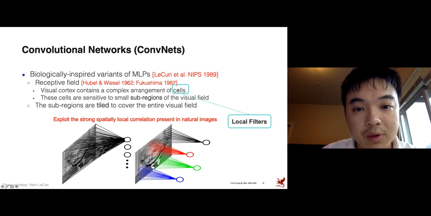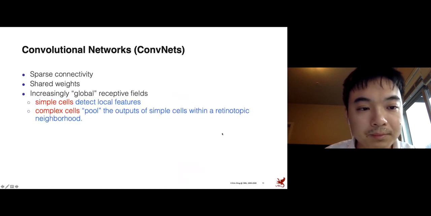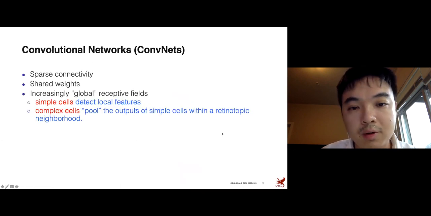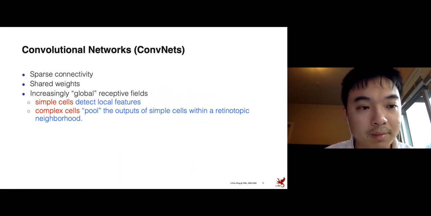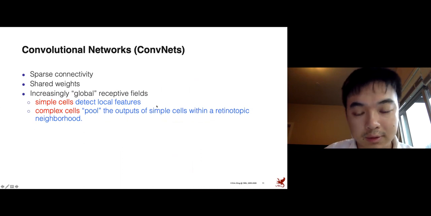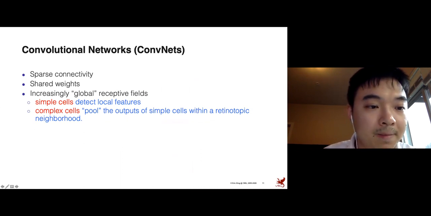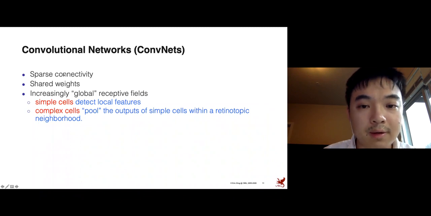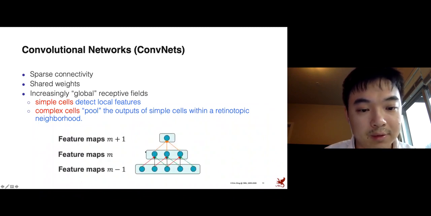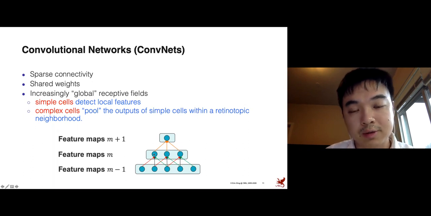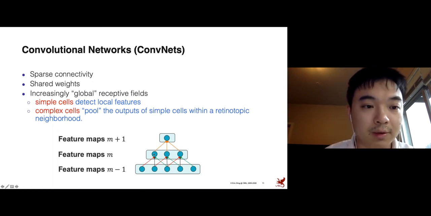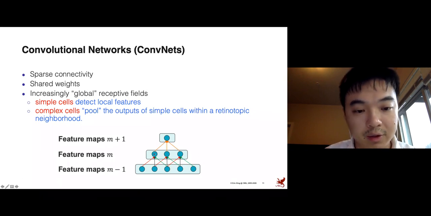So these cells we call local filters in convolutional networks. A couple of key properties of convolutional networks, based on the architecture we just saw: it has sparse connectivity, because one neuron is only sensitive to a subregion of the input features. So this particular neuron is connected to a part of the neurons from the last layer, instead of all the neurons in the previous layer.